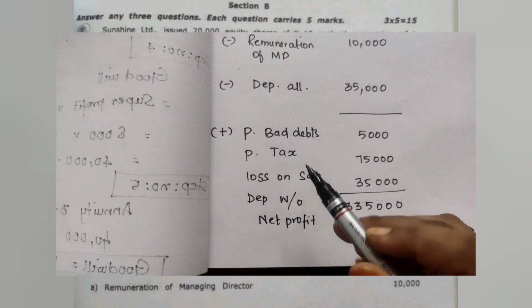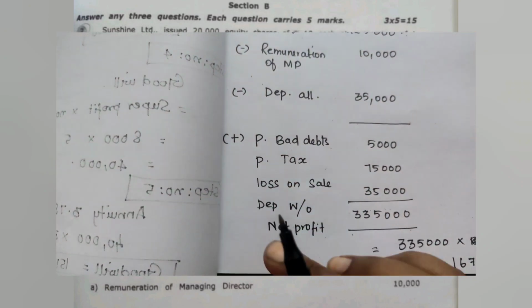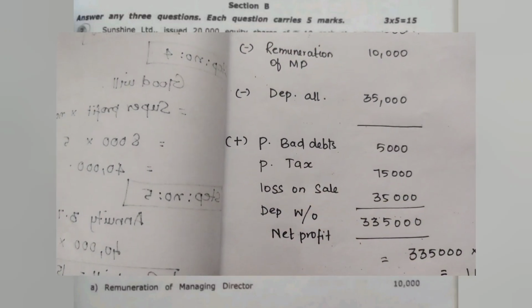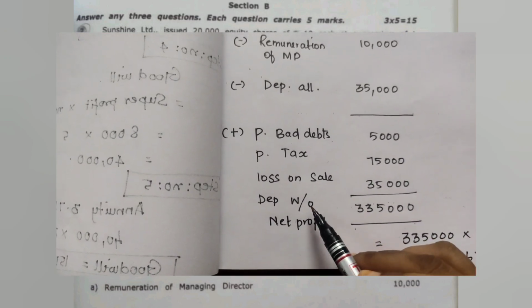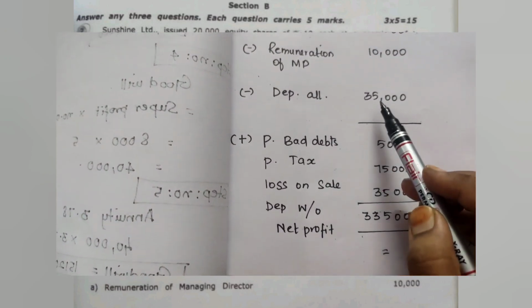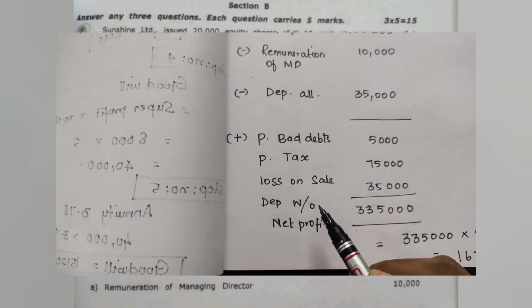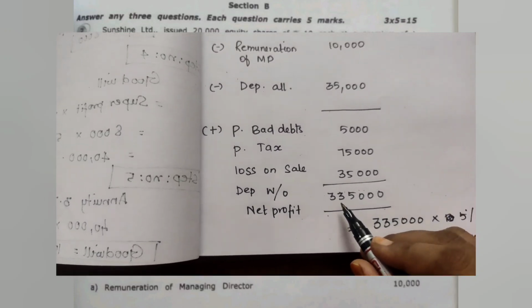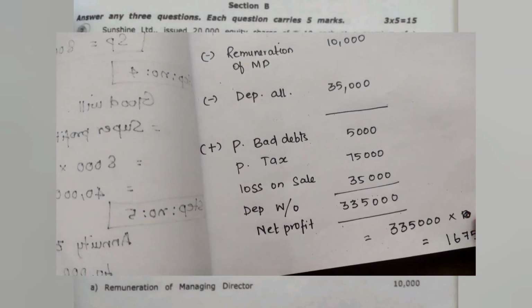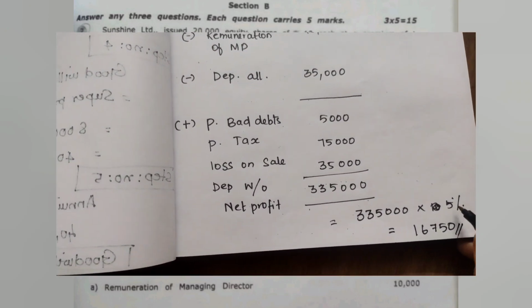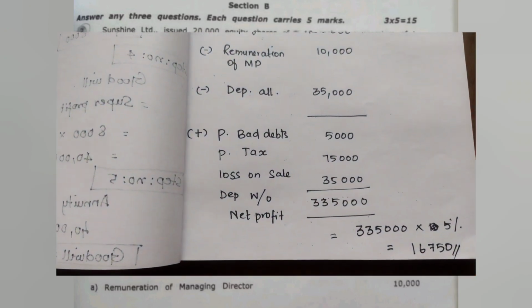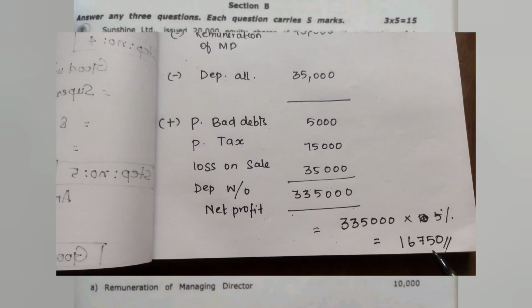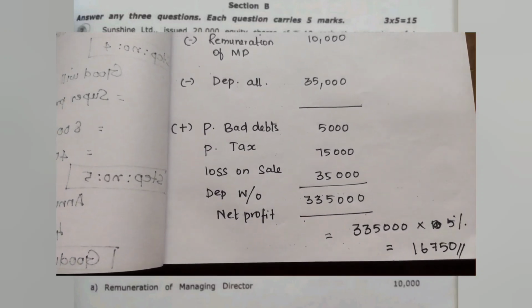Why? Because profit on sale has to be deducted and loss on sale has to be added, and any kind of depreciation which is written off has to be added. Depreciation allowed has to be deducted. By that our total net profit is 3,35,000, and the percentage is already given, that we need to allow 5% for the director as per the Companies Act 2013. When we take out the 5%, we get the managerial remuneration as 16,750.